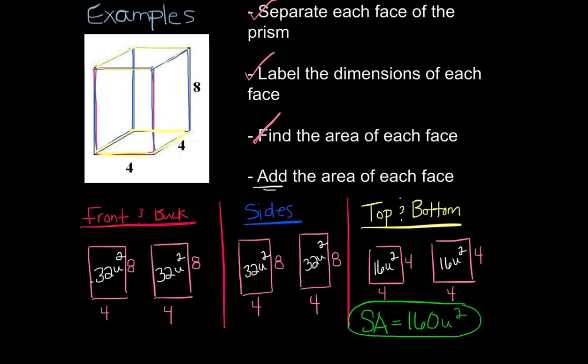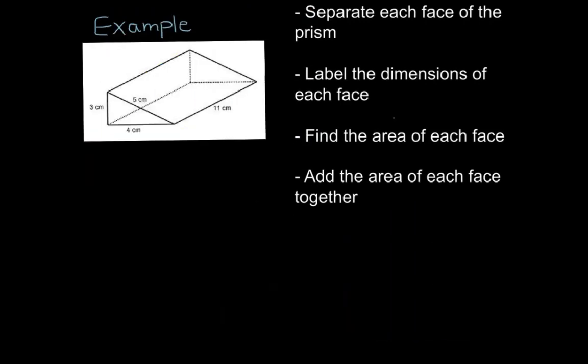All right, you should get the surface area, which I've abbreviated as SA here, to be 160 units squared, or 160 square units. Let's go ahead and do the next example, which is not a rectangular prism or a square prism. It is a triangular prism. So let's go ahead and calculate the surface area of that next.